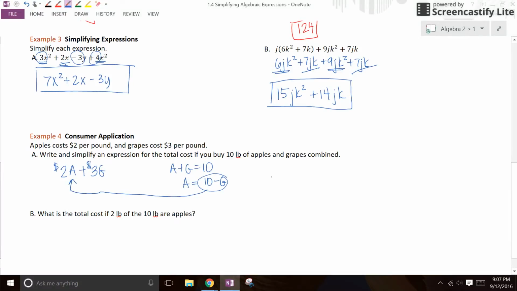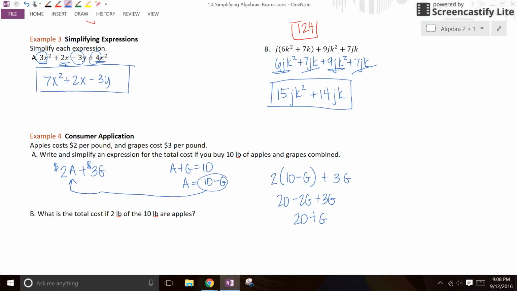And so what would I get? I would have 2 times (10 minus g) plus 3 times g. That would give me an expression that would show how much it would cost if you knew how many grapes the person bought. So this is 20 minus 2g plus 3g, or 20 plus g. So that would be the cost if you knew how many grapes they bought.